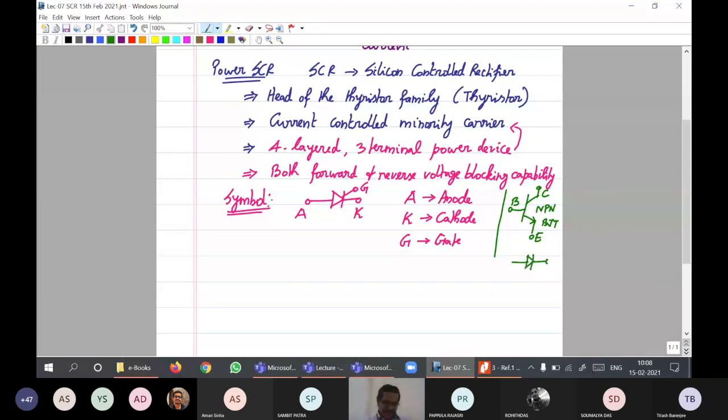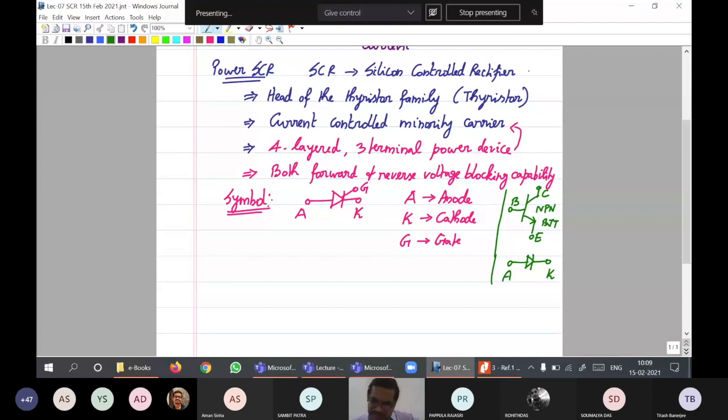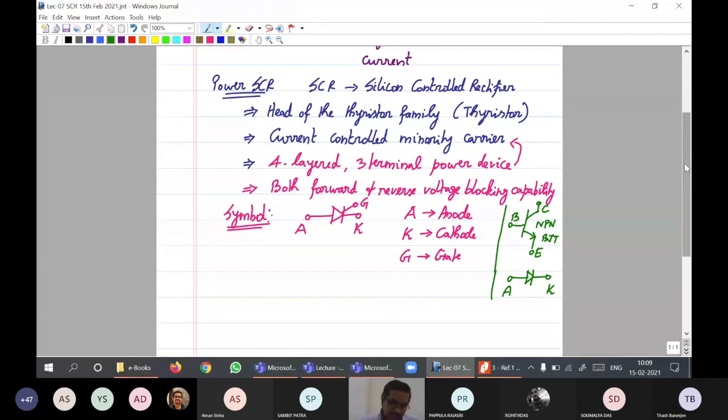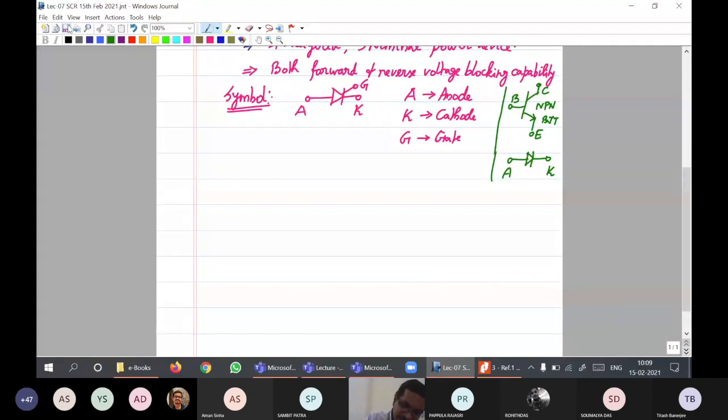Fine. Now, how does the SCR work, or what are the special features of this SCR? What makes it special? Those things we will discuss. Now, the speciality lies in the structure of SCR. So that we need to understand first. Structure of SCR.